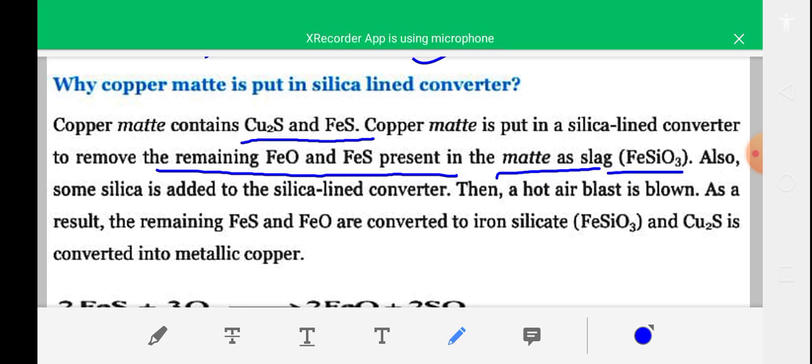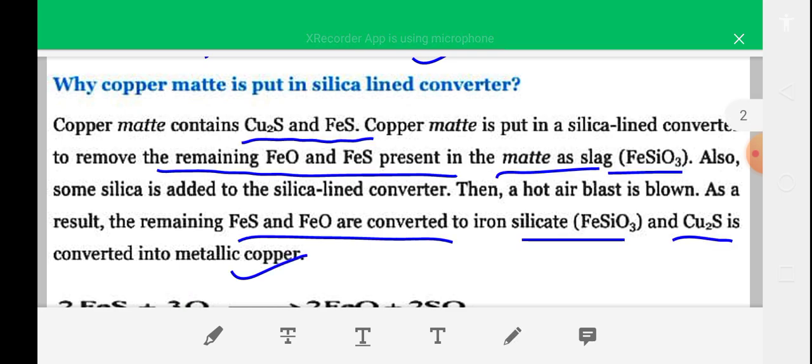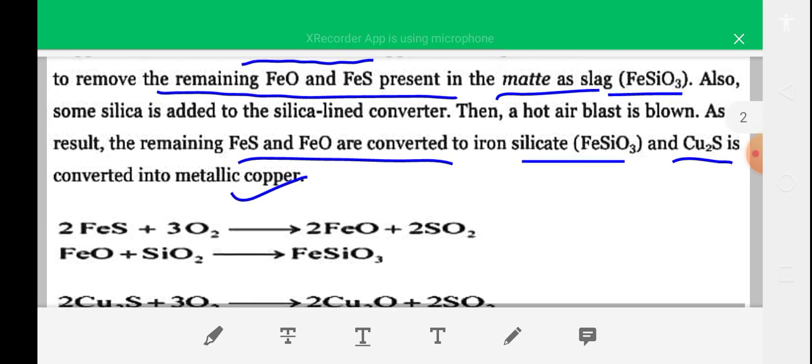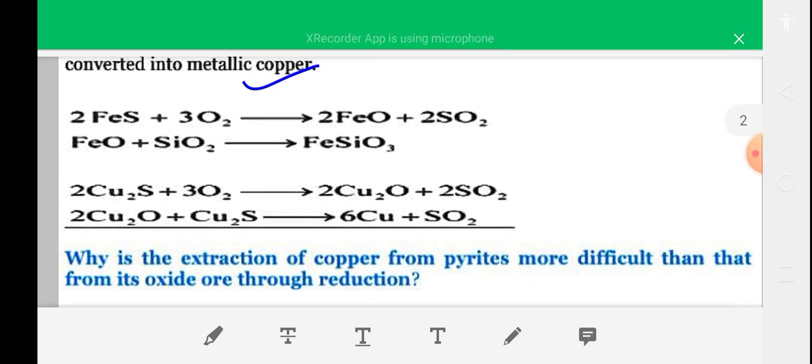as slag, FeSiO3. Also, some silica is added to the silica-lined converter, then a hot air blast is blown. As a result, the remaining FeS and FeO are converted to iron silicate, and Cu2S is converted into metallic copper. So silica is actually used to remove the impurities FeS and FeO present in copper matte.